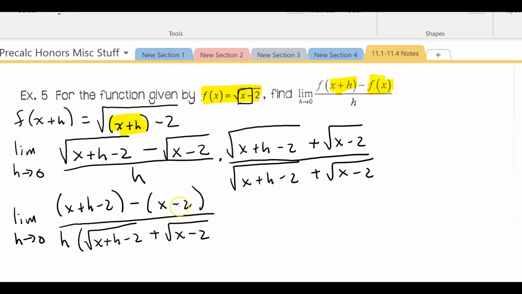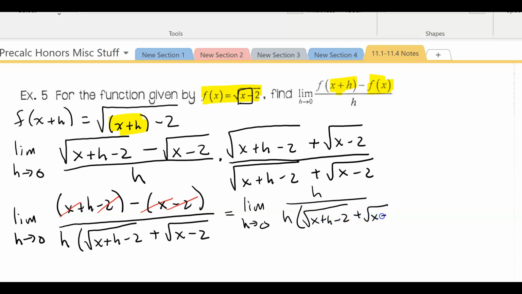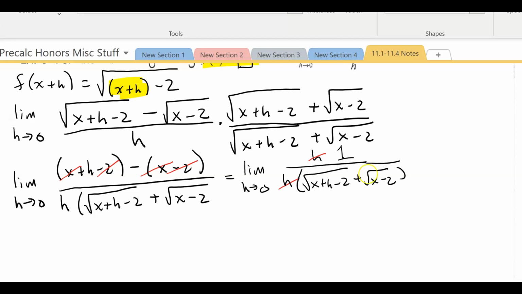So if I combine like terms here, this x and that minus x are going to cancel, and this minus 2 and minus negative 2 is going to cancel with that. So really the only thing I'm left with in the numerator is an h. Let's bring along our limit. So I have the limit as h approaches 0 of h over h times the square root of x plus h minus 2 plus the square root of x minus 2. These h's will cancel out, and I'm left with a 1 in the numerator. And now I can substitute in 0.